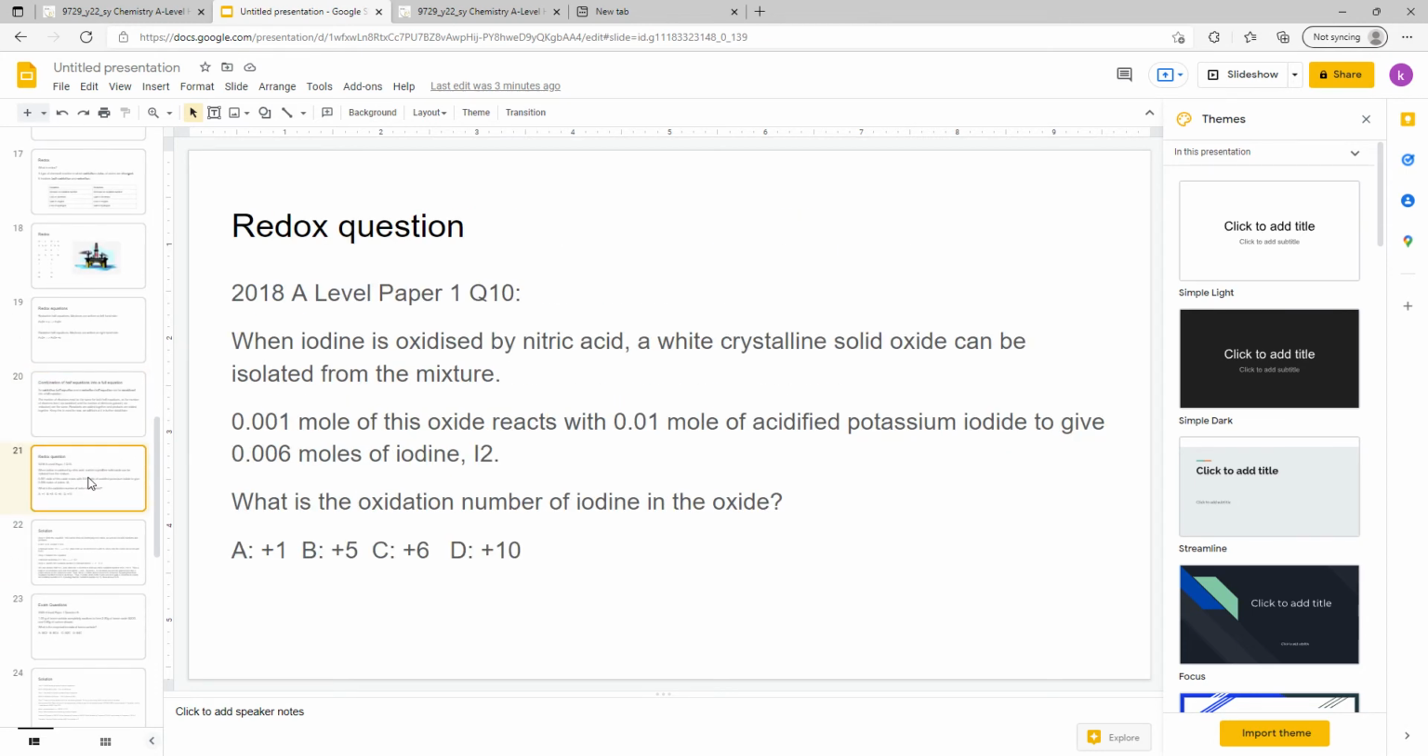Okay, so let's attempt a sample question from the 2018 A-level paper. It says when iodine is oxidized by nitric acid, a white crystalline solid oxide can be isolated from the mixture. 0.001 moles of this oxide reacts with 0.01 moles of acidified potassium iodide to give 0.006 moles of iodine, I2. What is the oxidation number of iodine in the oxide? If you like, please pause the video for a moment to try and solve this. This is quite difficult, so don't be too frustrated if you can't get it.